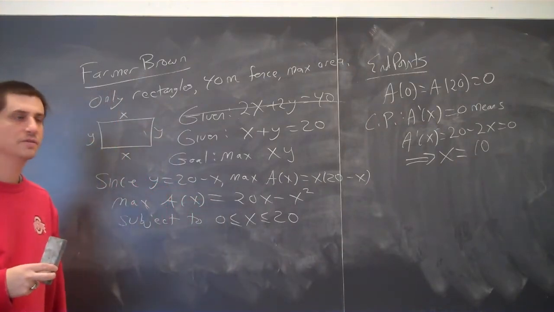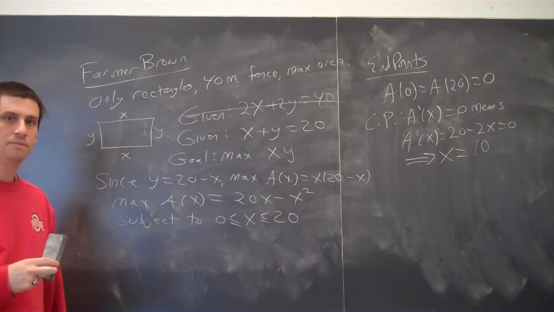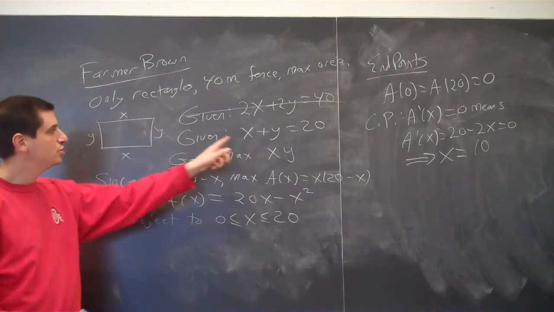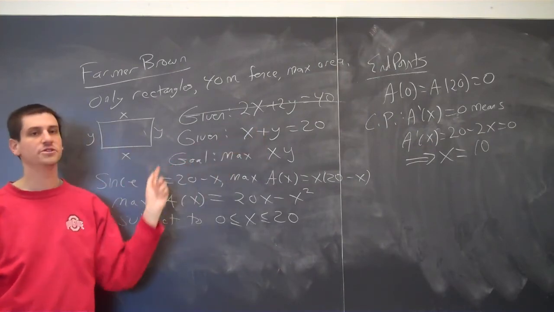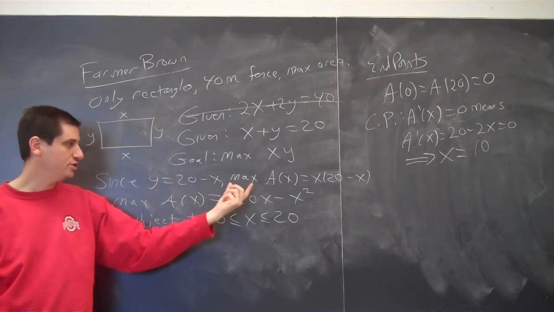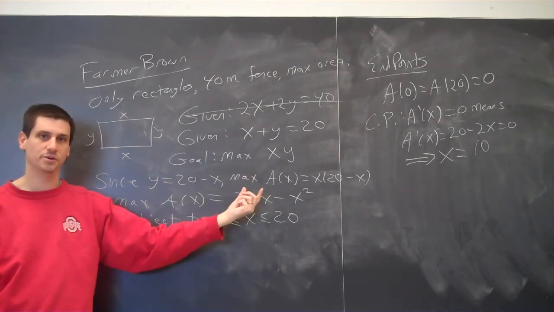Just one thing I missed. You mentioned that because we're accounting for endpoints, what did we do in this problem to deal with those endpoints? What we did is we took the constraint x + y = 20, and we solved for y in terms of x. And so we got down to one function of one variable.